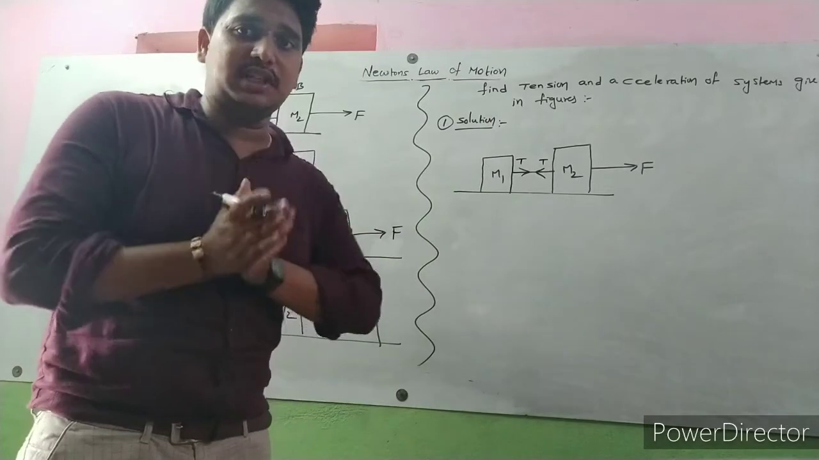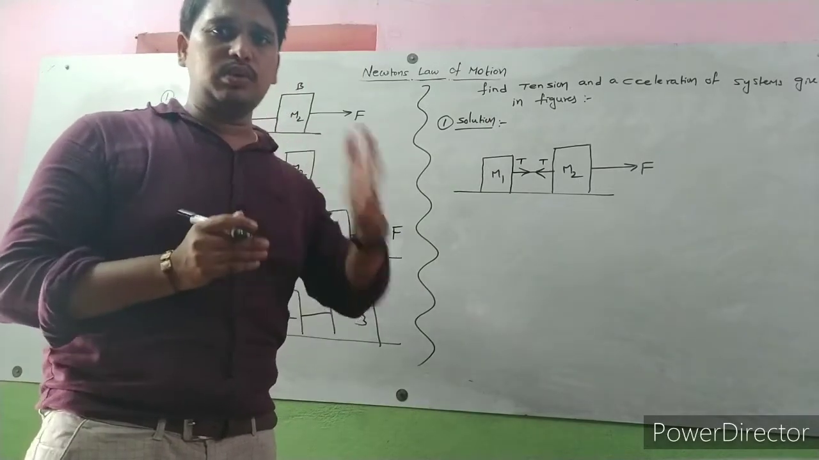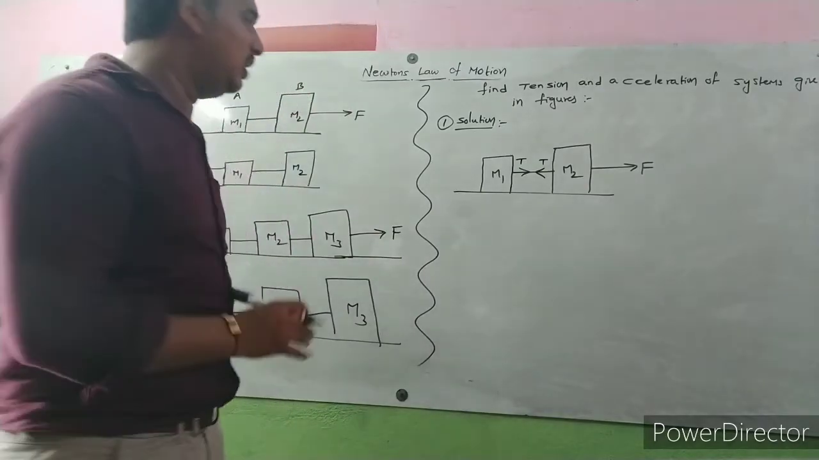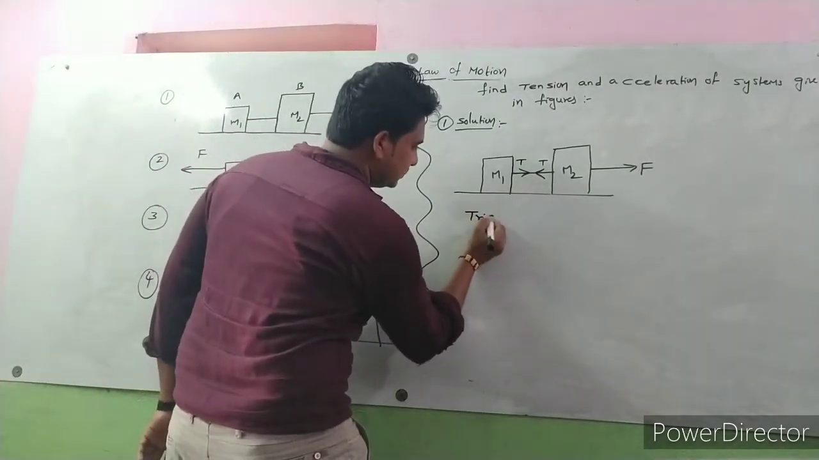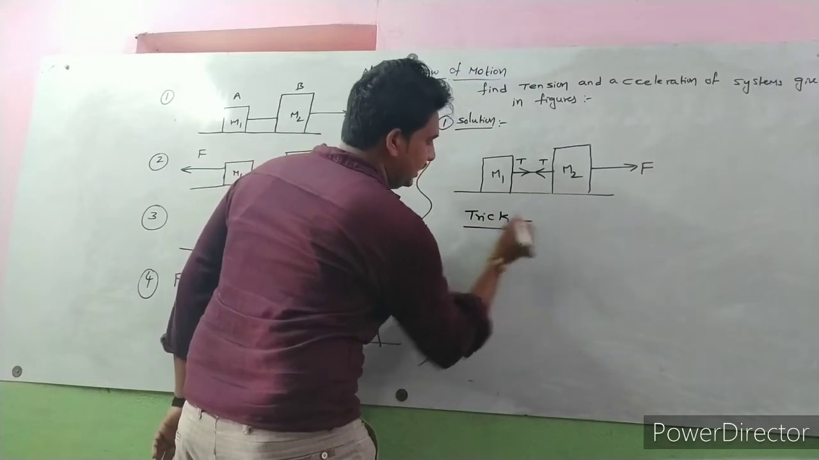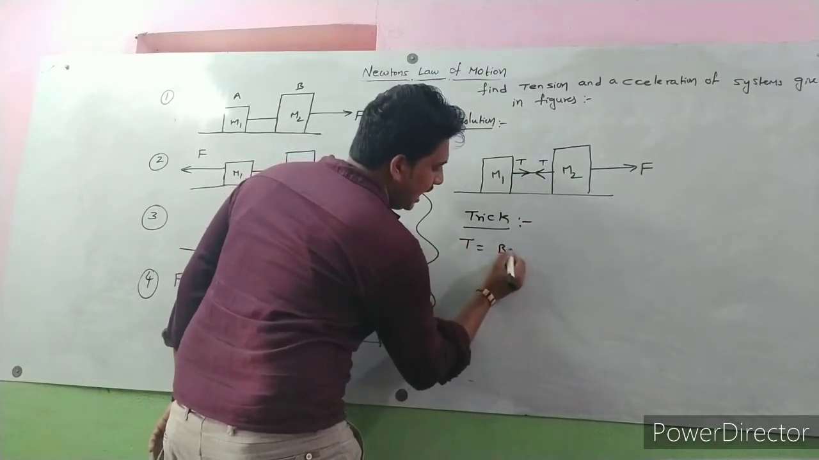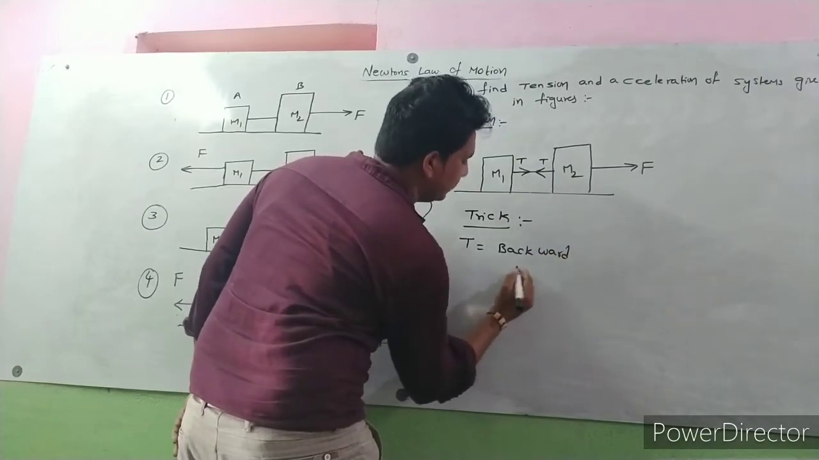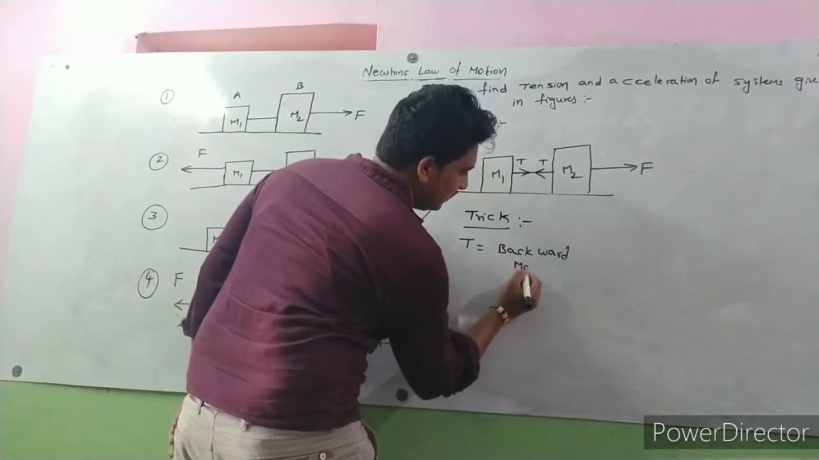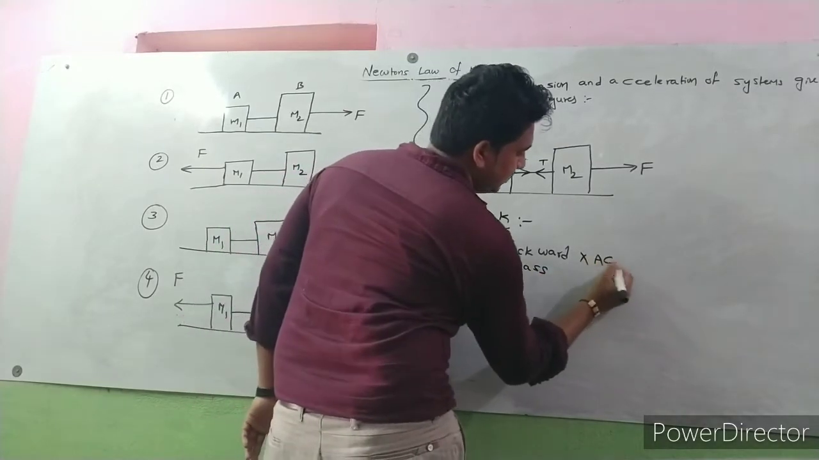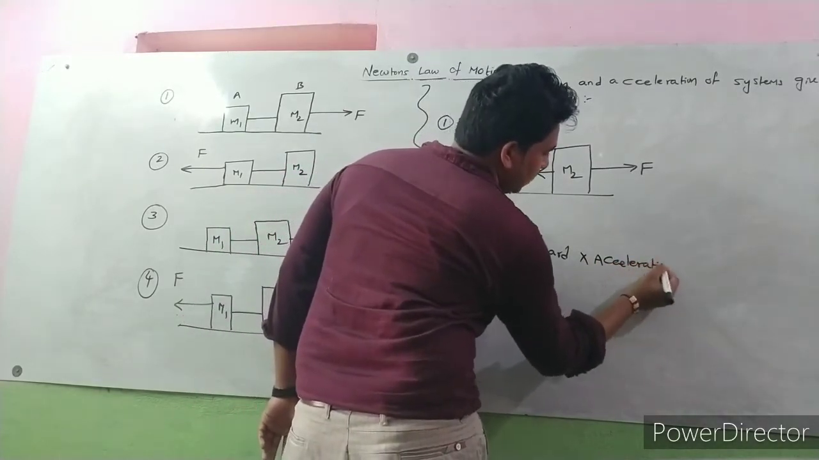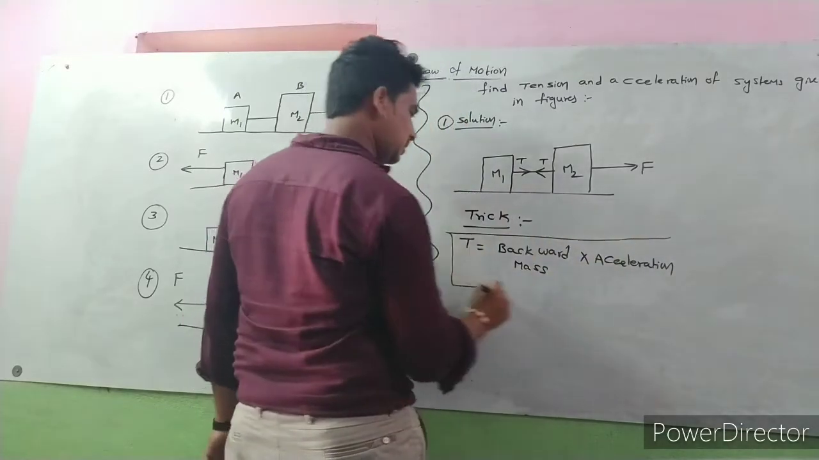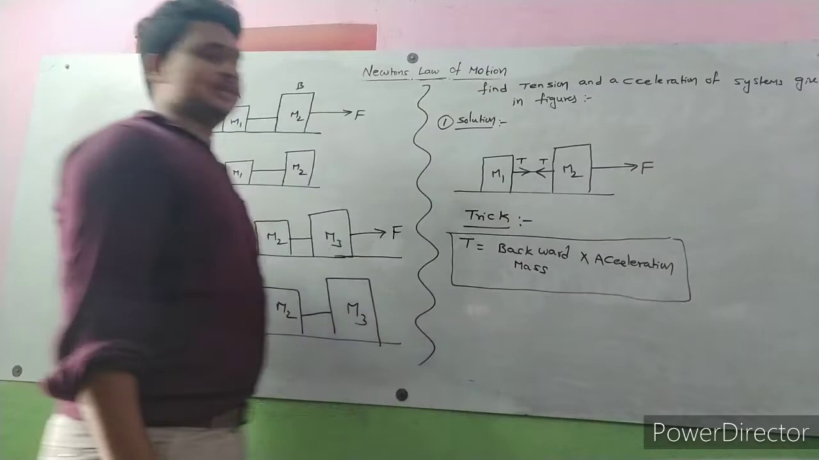But I solve this question by a simple trick. Just note down the trick, then you will definitely get the solution easily. The trick is: tension is equal to backward mass into acceleration. So this is a simple trick.